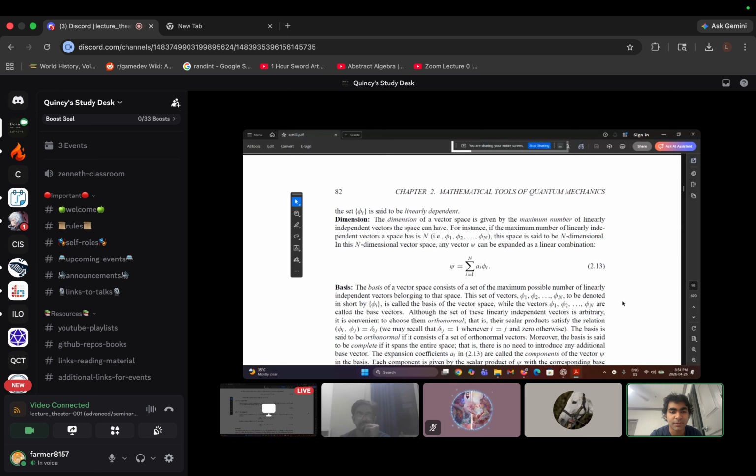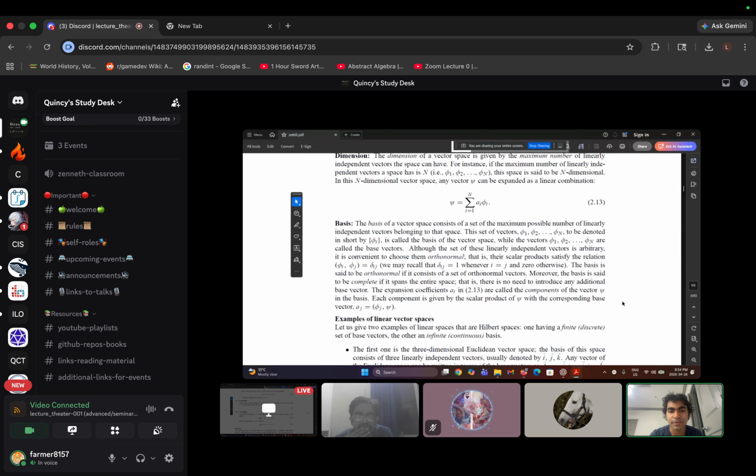The dimension of a vector space is given by the maximum number of linearly independent vectors the space can have. For instance, if the maximum number of linearly independent vectors a space has is n, i.e. phi 1, phi 2 to phi n, the space is said to be n-dimensional. In this n-dimensional vector space, any vector psi can be expanded as a linear combination. Psi is equal to the combination of all the other vectors phi i.